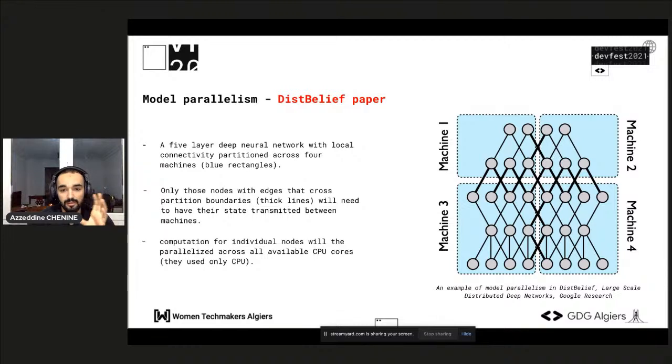So if we want to summarize this, computation for individual nodes will be parallelized across CPUs. That's what has been done in this paper. If you take one machine, the computation that is being done on one machine is parallelized across the CPU cores on this node, because they used only CPUs. But the idea is simple. You take your model, you look at your architecture, and you see which machine can take which part of your model. And it's up to you to handle the communication for, let's say, the backpropagation and the forward propagation.